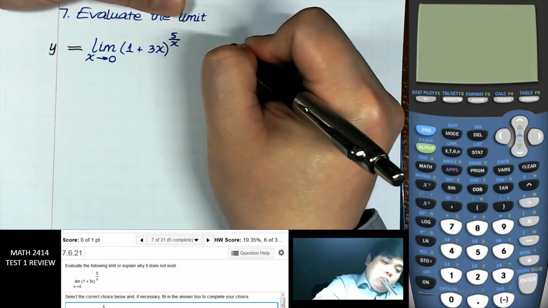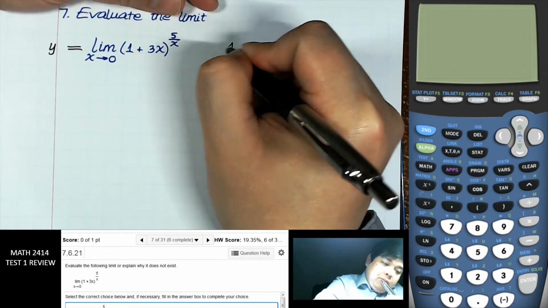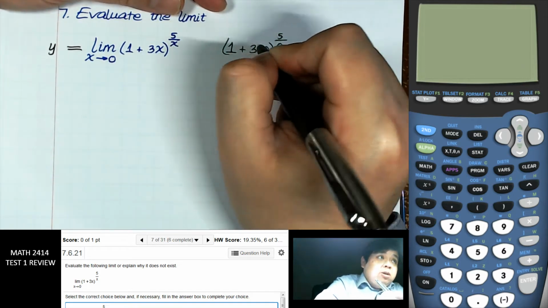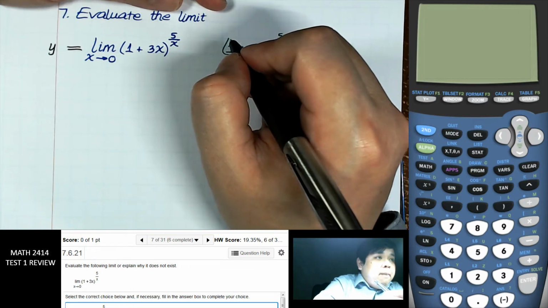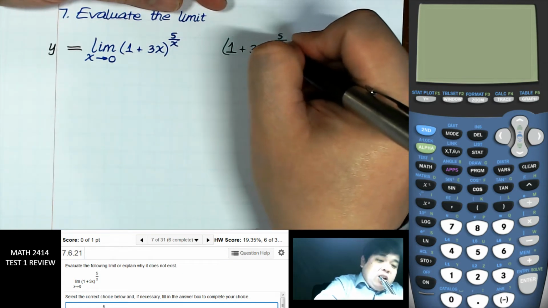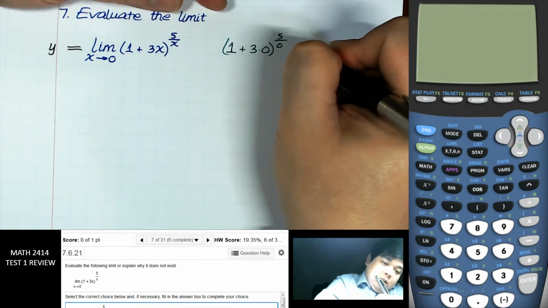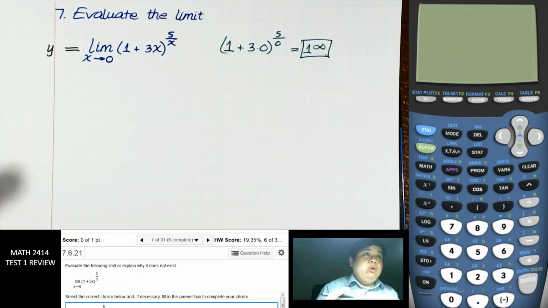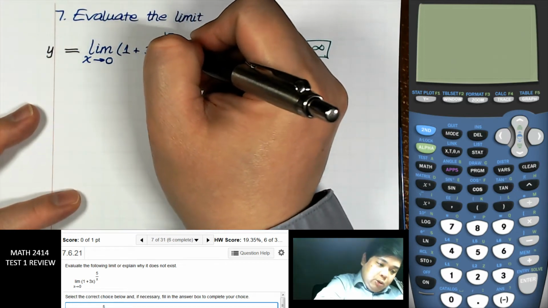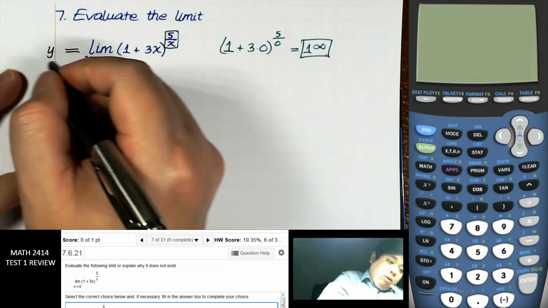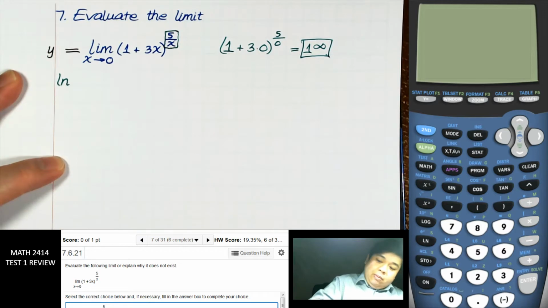When we put in 0, what we have is 1, 3 times 0, 5 divided by 0. So 5 divided by something that goes to 0 is actually infinity. So what we have is an indeterminate form, 1 to infinity. Right, so we let that equal y. We're going to use L'Hopital's rule, and we have to take care of that power. In order to take care of the power, we will take the ln on both sides.